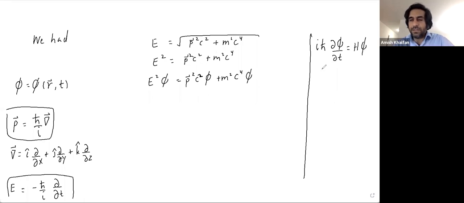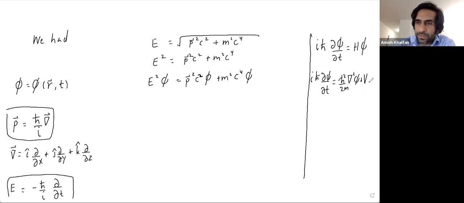So H is the Hamiltonian operator, and if we write out the Hamiltonian operator explicitly, it has a kinetic term and a potential term. We'd find minus h bar squared over 2m del squared phi plus some potential energy operator, which depends on position and possibly time, acting on the wave function phi.